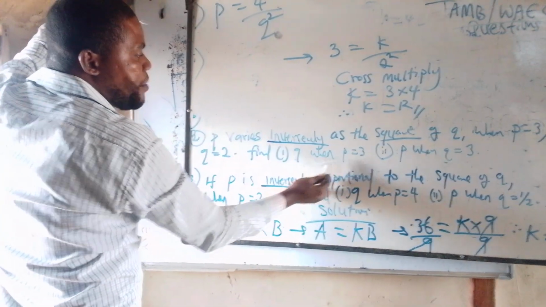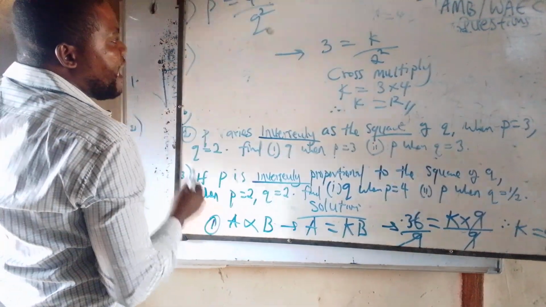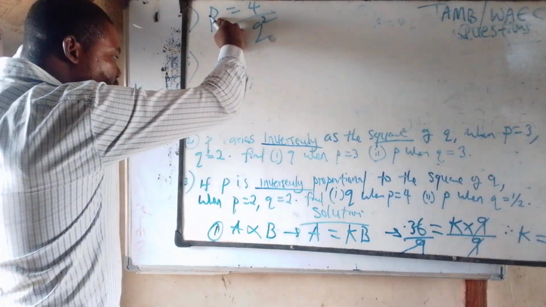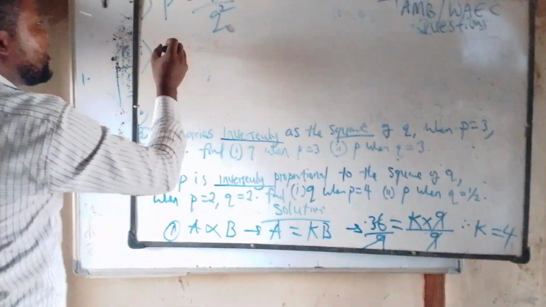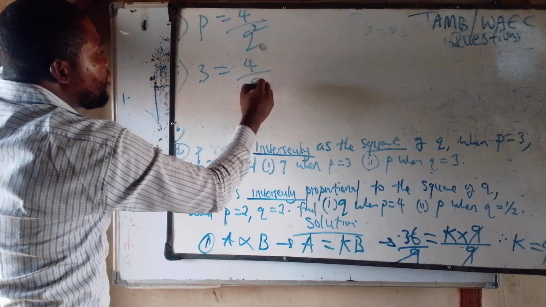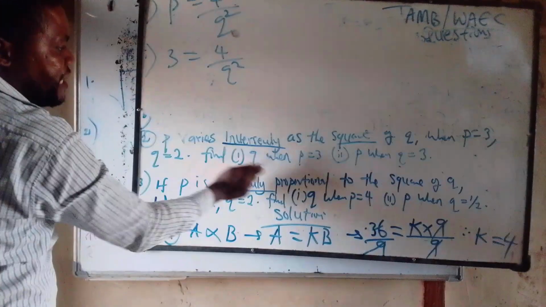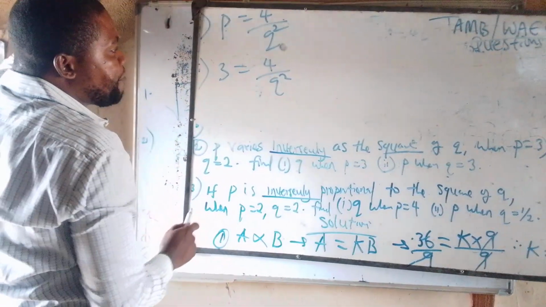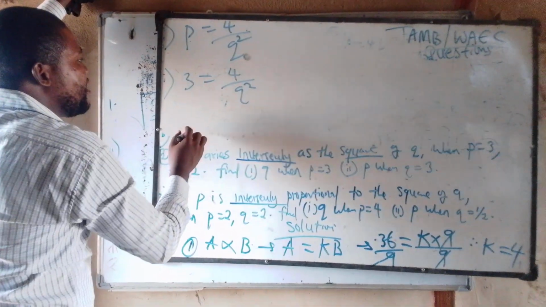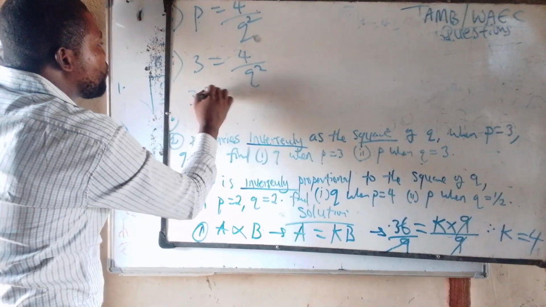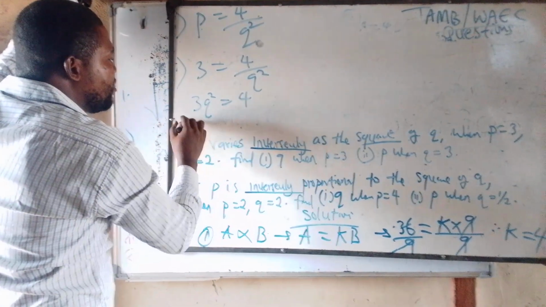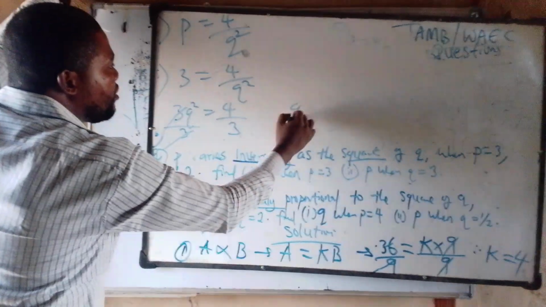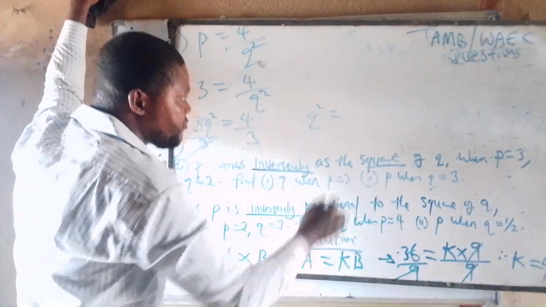So my first question is I should find Q when P is equal to 3. What will I do? I remove my P and put 3 equal to 4 over Q squared. I remove my P and put what they give me as condition here. Therefore, if I multiply, I now have 3Q squared is equal to 4. Divide by 3 on both sides. 3 cancels 3. Therefore, Q squared is equal to.